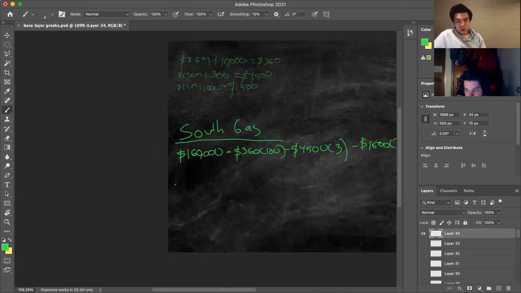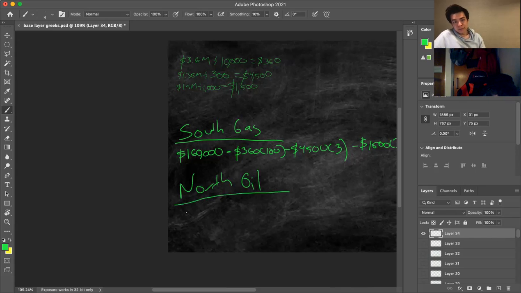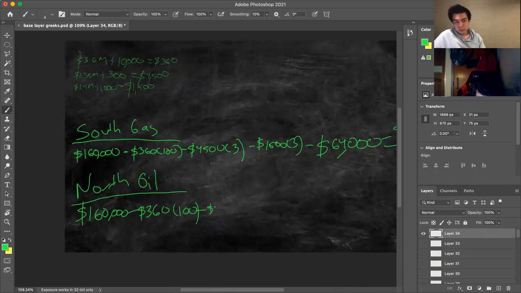Now let's do North Oil. What would North Oil be? So first you do the 160,000 minus the, where is it? Is it 360 again? Yep. Remember the cost driver, the cost per unit never changes. So it'd be 360 times 100 again, minus 4,500 times 28. It'll be the 22.